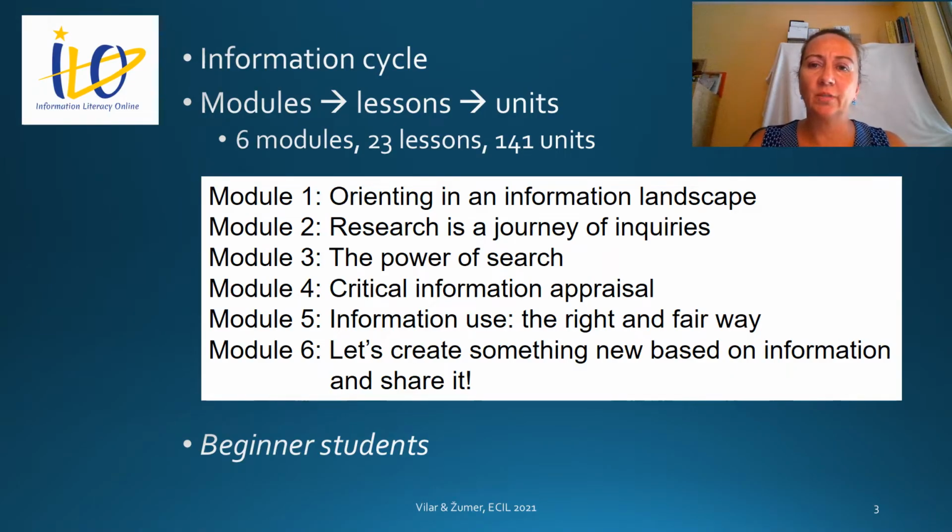ILO is designed to cover the entire information cycle during the study process, and it's aimed specifically at beginner students, the students that are entering their studies. As you can see, it consists of 6 modules, from orienting in an information landscape to research competences, to searching competences, to competences for the critical evaluation of information, then information use, and creating something based on the information. So it's designed to contain 6 modules. Each module then contains several lessons, and each lesson, of course, consists of several units.